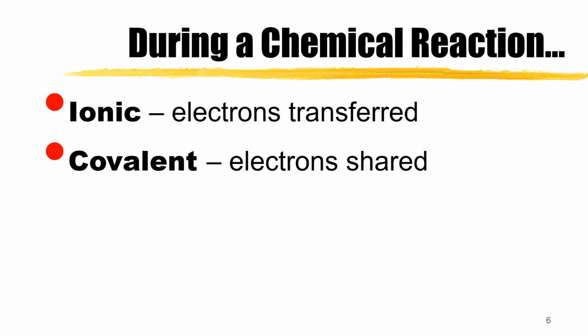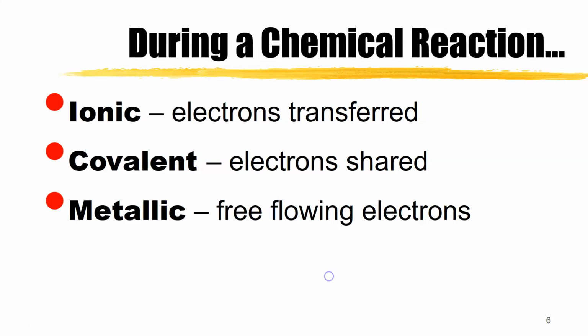There is one other type of bond we're going to learn about called metallic. A metallic bond is a little weird because the electrons come off of the atoms and start flowing around freely. They kind of don't belong to any one nucleus anymore. They start to kind of flow throughout the whole material. So we call that free-flowing electrons.